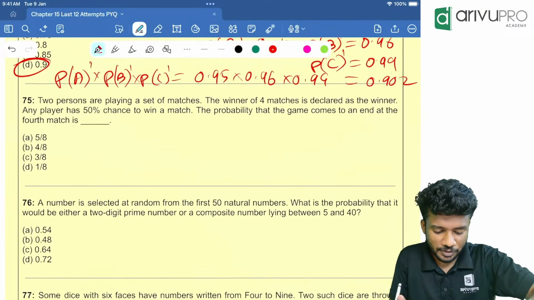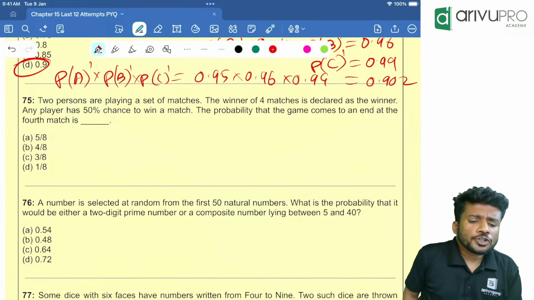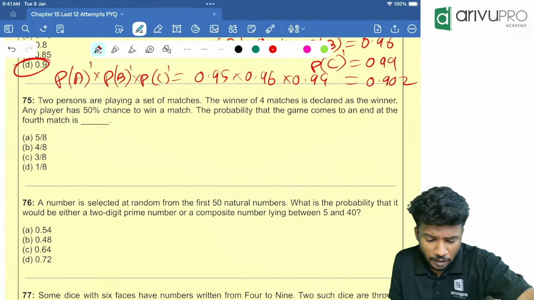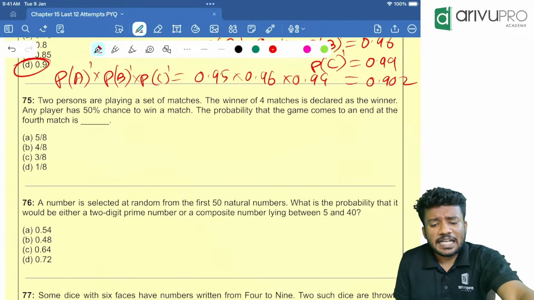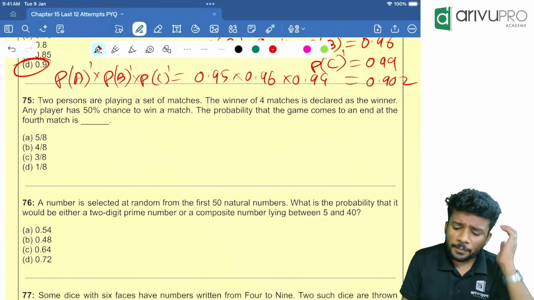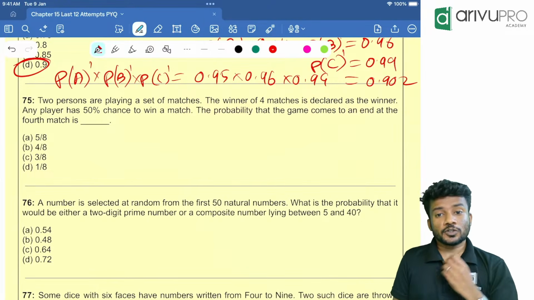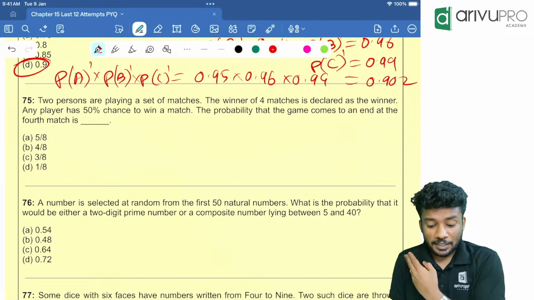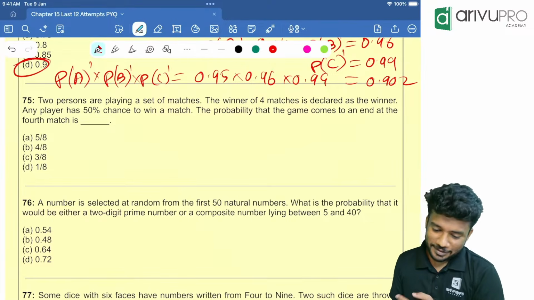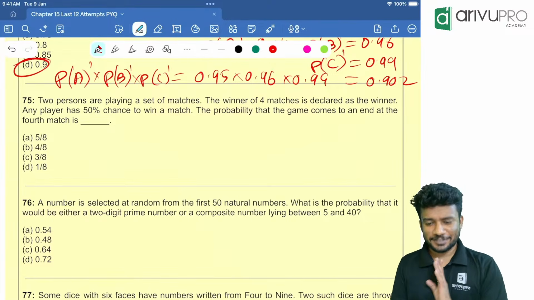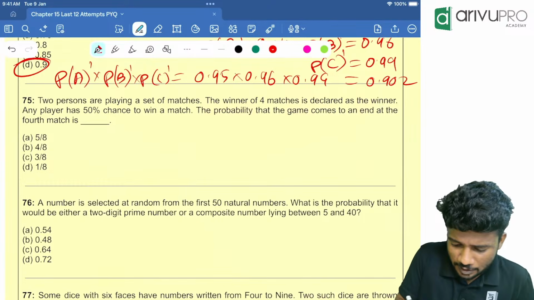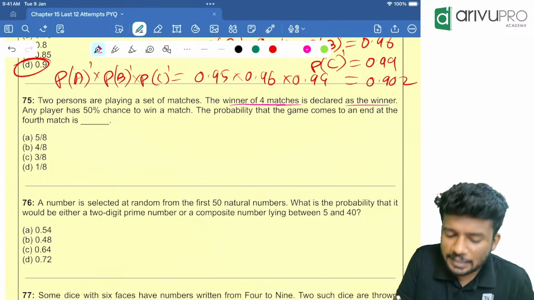It's a very interesting question. Two players are playing a set of matches. The winner of 4 matches is declared as the winner. So a person who wants to win needs to win all the 4 matches. Then only he is declared as winner. That is the given thing. Very important.